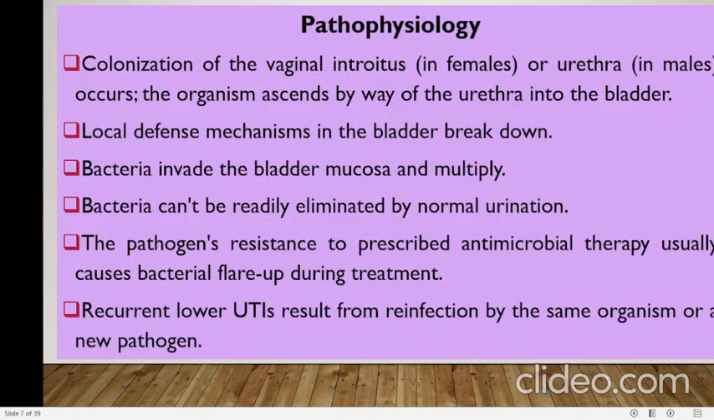So what's the pathophysiology? We say that this condition results from colonization of the vaginal introitus in females or the urethra in males. The organism ascends by way of the urethra into the bladder. Local defense mechanisms in the bladder are inhibited, no longer active. Bacteria therefore invade the bladder mucosa and multiply.